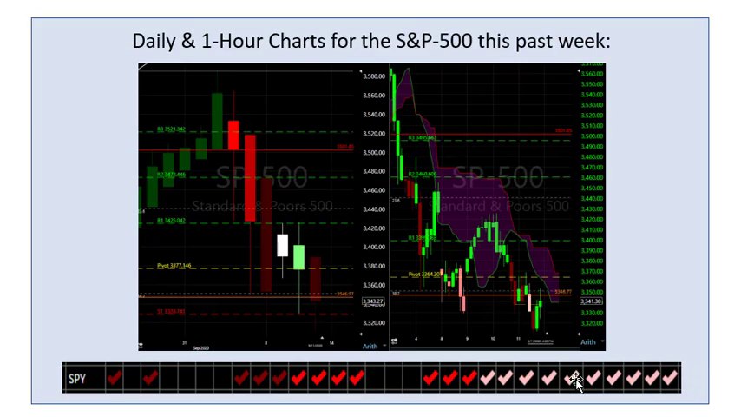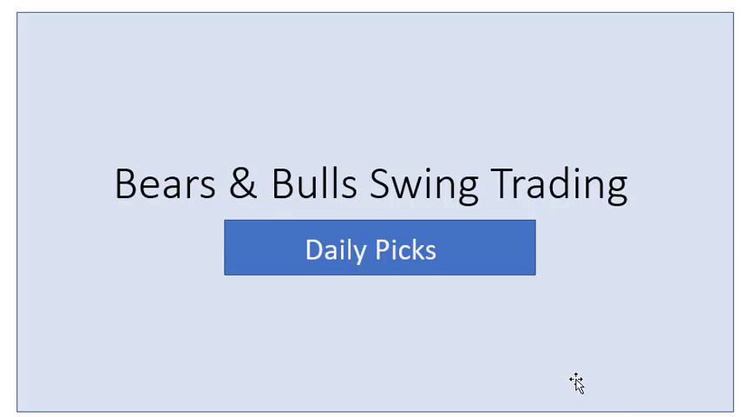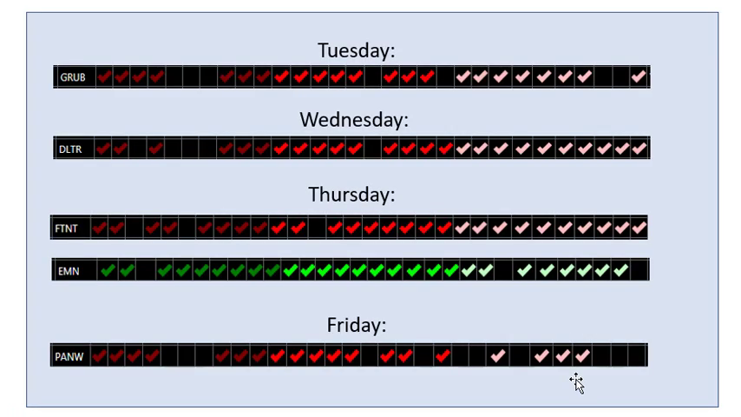So that's our context. Based on that context, the picks that I made in the Bears and Bulls swing trading service, which is a separate service, these are the picks, and these are the end of the week Bears and Bulls scores. So for the week, there were 5 picks. I actually made 2 picks on Thursday.